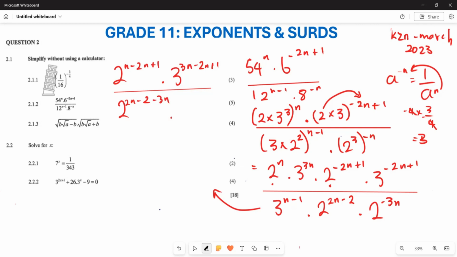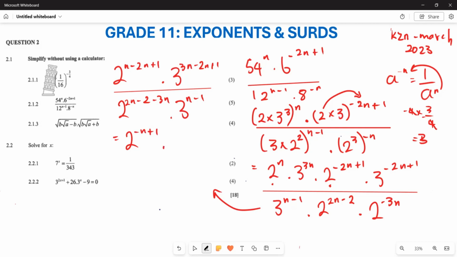This is going to be multiplied by 3 to the power of what? n subtract 1. And now that you've done it this way, let's solve these. Now, what is going to be your numerator? n subtract 2n, this is the same as what? This is the same as 2 to the power of what? 2 to the power of negative n plus 1.